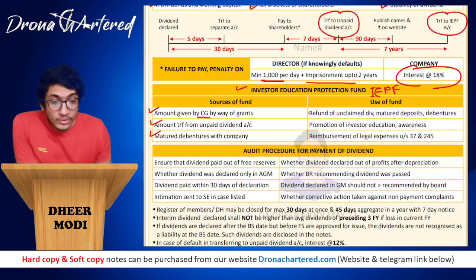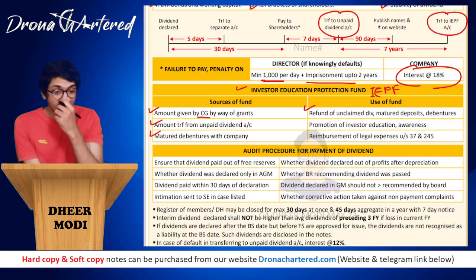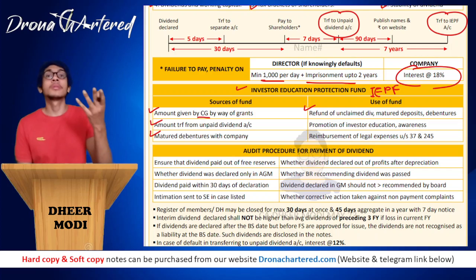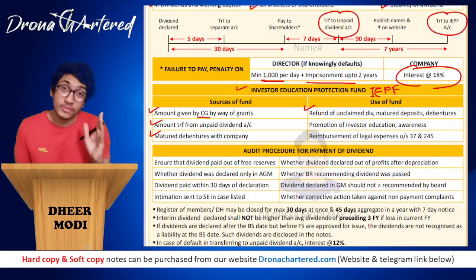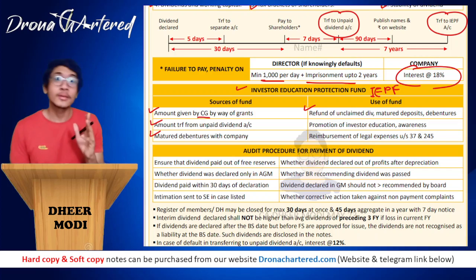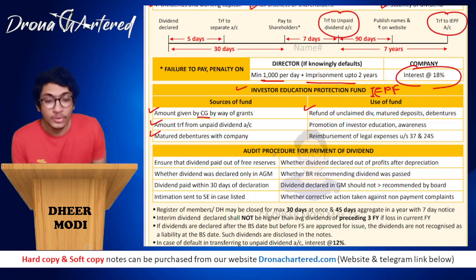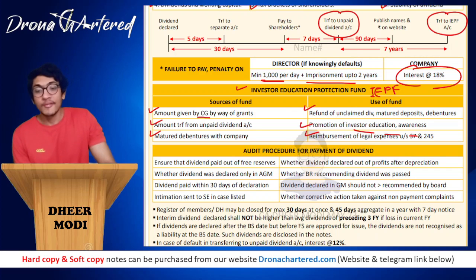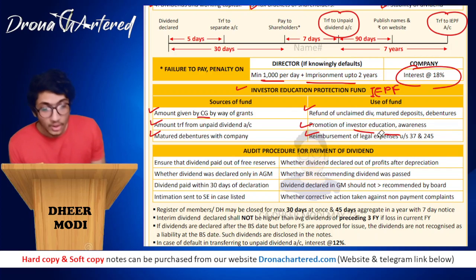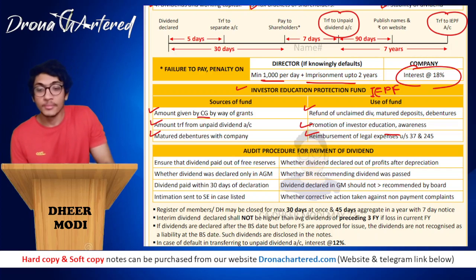Now, use of fund: refund of unclaimed dividend, matured deposits, debentures. If the person comes at a later point of time, the investors are given the money back. You do not say, boss, how you came late, now this is our money. No, in such a case this amount will be refunded to them. Also promotion of investor education and awareness, and reimbursement of legal expenses under Sections 37 and 245. So any legal expenses will also be paid out of this.